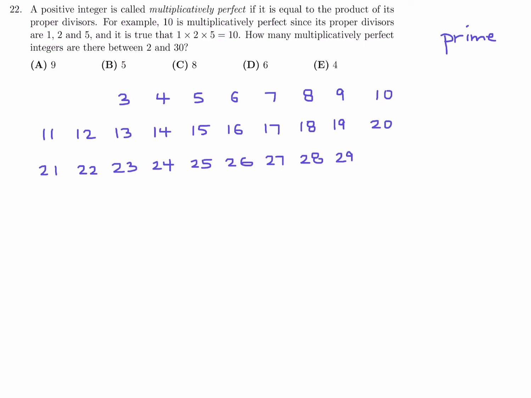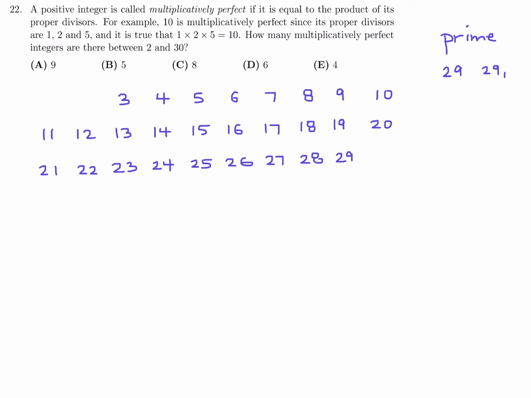Now, in this definition in the question, they are not including the number itself. Did you notice that? For 10, for example, they only included 1, 2, and 5. They did not include 10 as a divisor. So if you look at any prime number, its proper divisors are only going to be 1. For example, 29 is a prime number, right? Its factors are 29 and 1, but they are not including the number itself. That's a little tricky in the question stem.